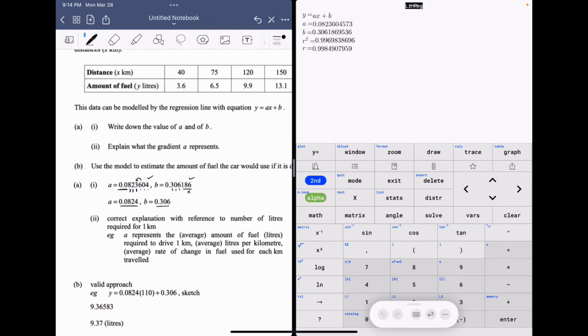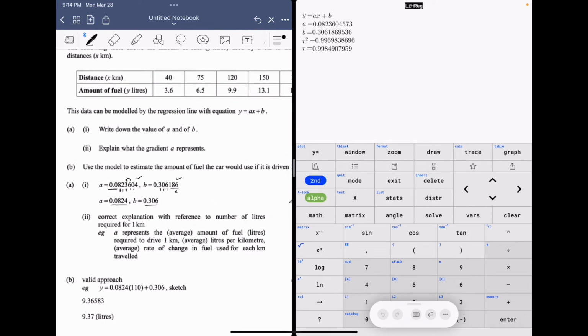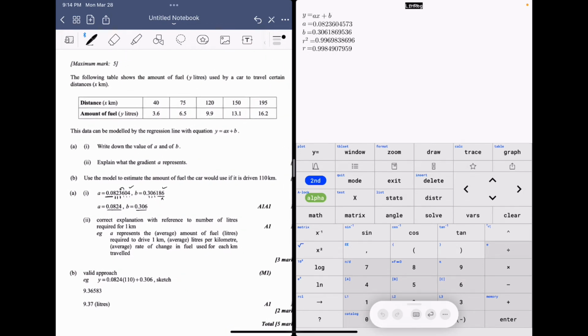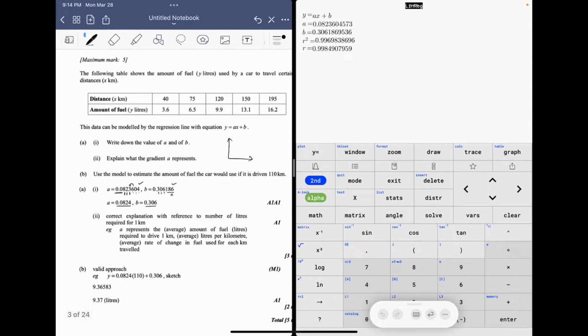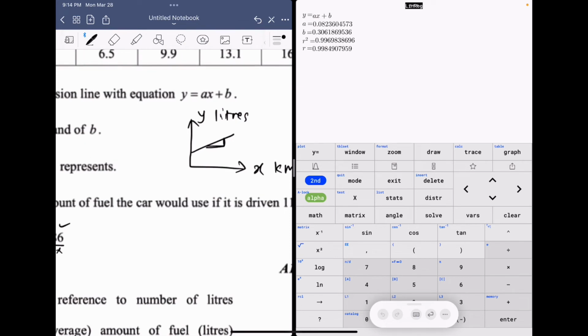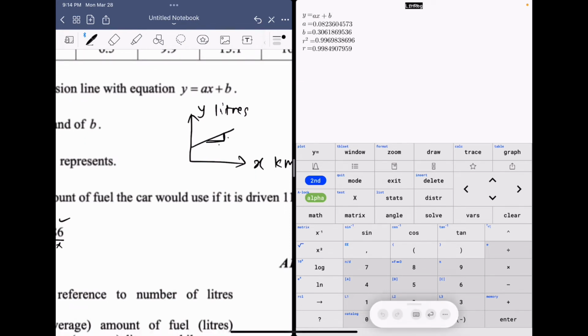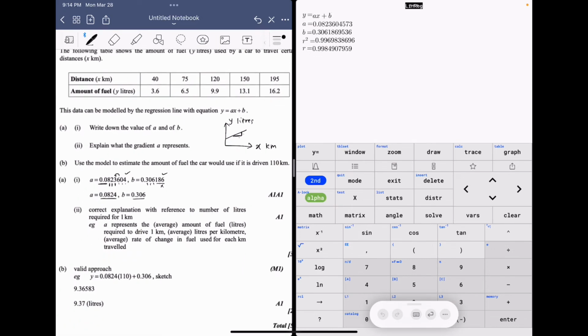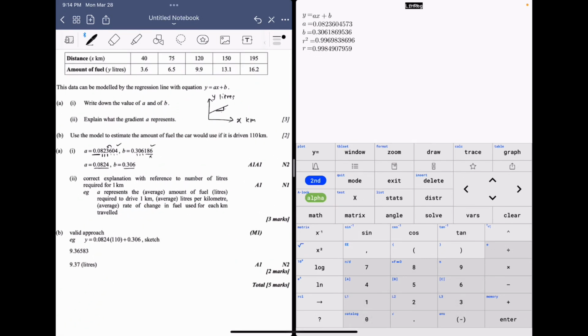Second question, explain what the gradient A represents. Now gradient is basically y2 minus y1 over x2 minus x1. Your x is basically distance in kilometer, and y is basically amount of fuel in liters. So if I'm getting A positive, that means my graph is like this. So gradient in this case is basically y divided by x, that means y liters divided by x kilometer.